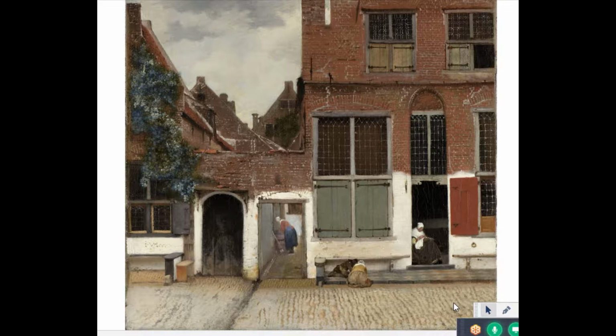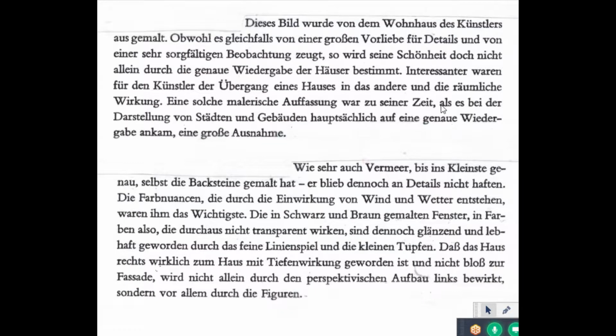So you see in front of you on the screen the image of the picture that's being described from Vermeer. And we show this at the beginning of each segment. Okay, and this is the text that we're going to look at today, going from "Dieses Bild" down to "Ausnahme". And this is the second section.